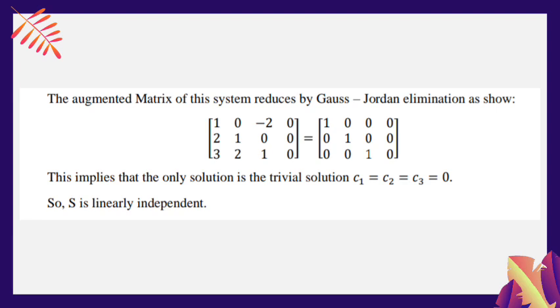And then, using Gauss-Jordan elimination, the augmented matrix of the system reduces, as shown on the screen, from [1, 0, -2, 0; 2, 1, 0, 0; 3, 2, 1, 0] to [1, 0, 0, 0; 0, 1, 0, 0; 0, 0, 1, 0]. If you can see on the right side, or the last column, they are all 0. So, this implies that the only solution is the trivial solution, C sub 1 equals C sub 2 equals C sub 3 equals 0. So, S is linearly independent.